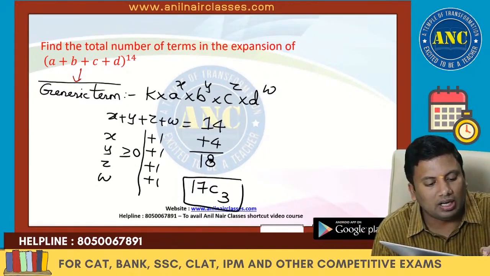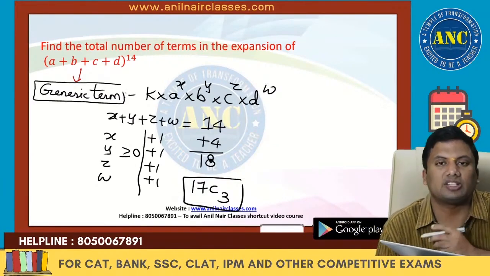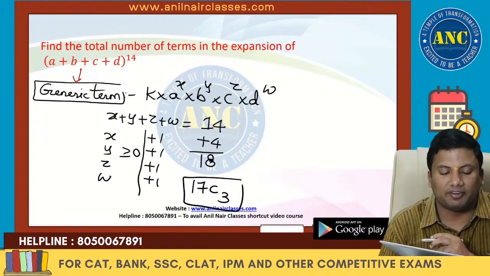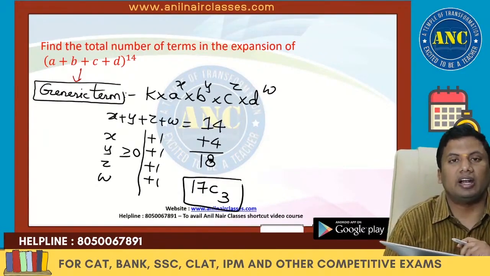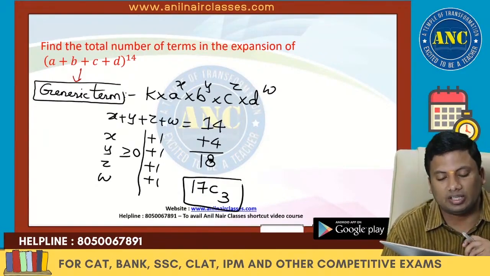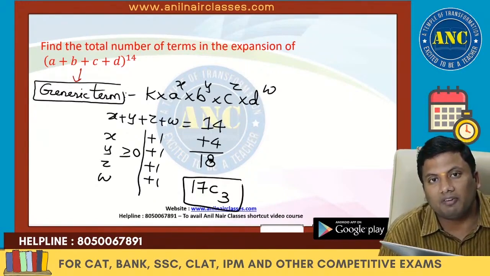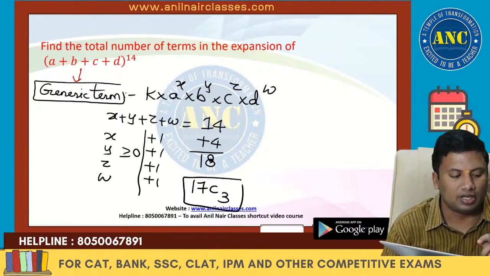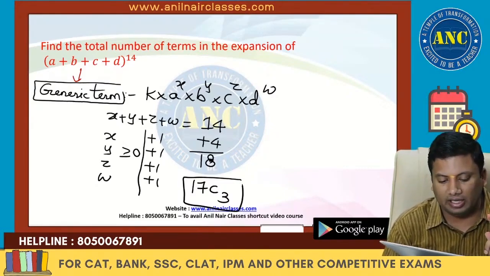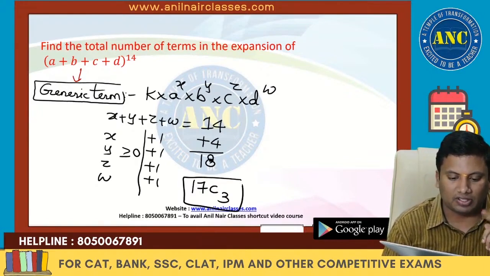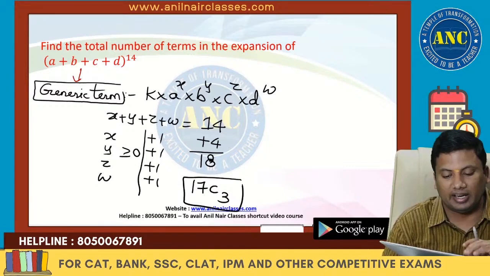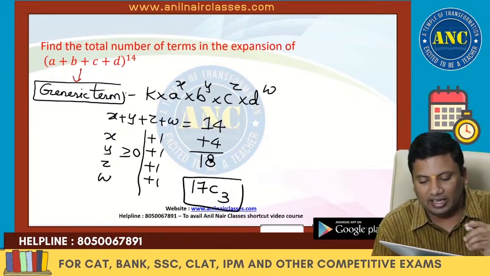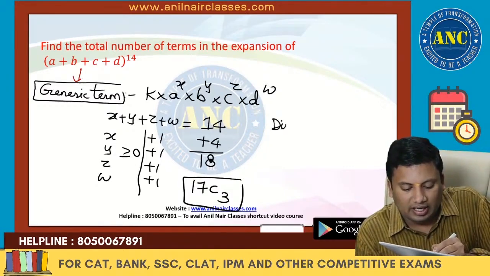So the answer is 17C3. The total number of terms in an expansion can be easily found by understanding that the number of distinct terms is given by the number of non-negative integral solutions for the powers of the variables. This is the generic term. I hope the idea is clear. Directly you can write the answer.